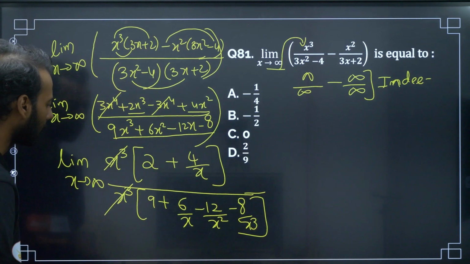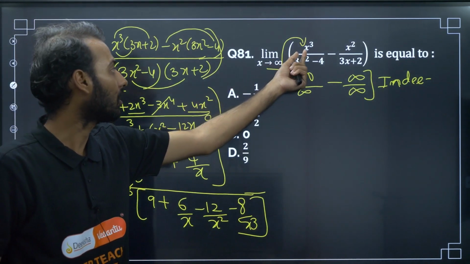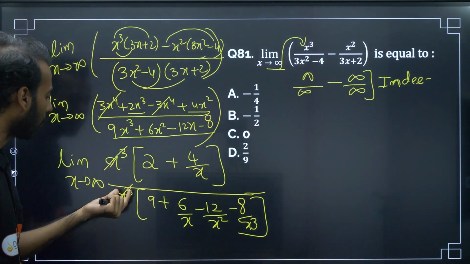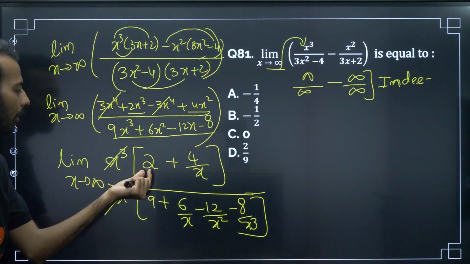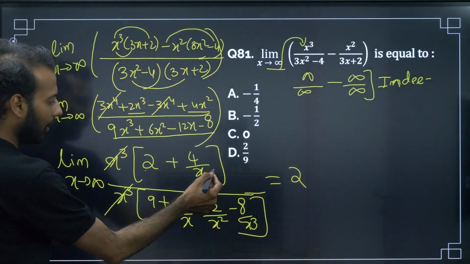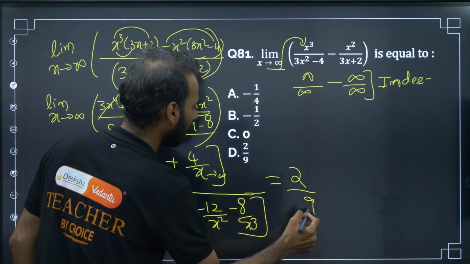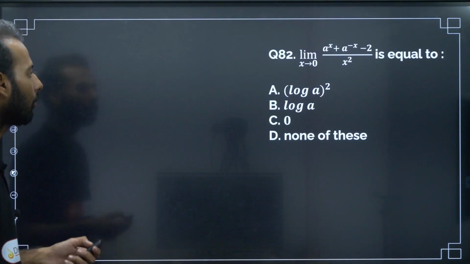Let me cancel this off. The term which was causing infinity, that term we have cancelled. Now we can go for substituting infinity. This 2 is 2 only. And whenever we place infinity here, this becomes 0, since 1 by infinity is 0. So no need to write it all; the answer is 2 by 9. Moving to next.